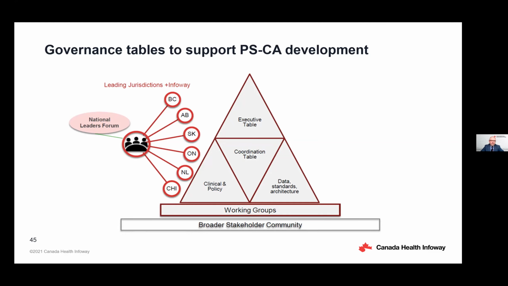So building on this collaboration, which you can see is based on the fact that we have data standards and architecture represented, clinical and policy contributions. We had a coordinating table that was responsible for doing the operational drive of the program forward. And then the executive table where we were keeping the top leadership of these PT health teams aware of the progress and asking for recommendation and approval of direction.